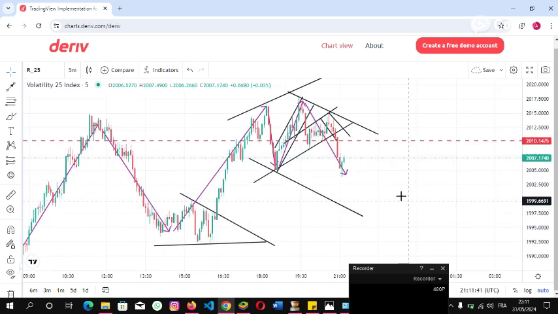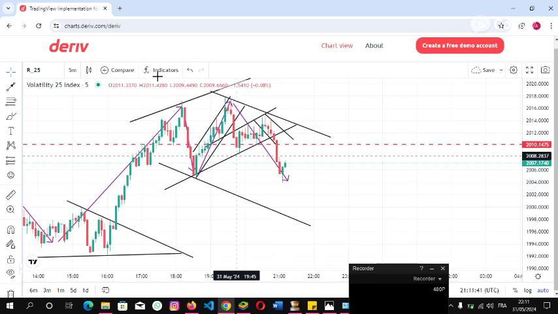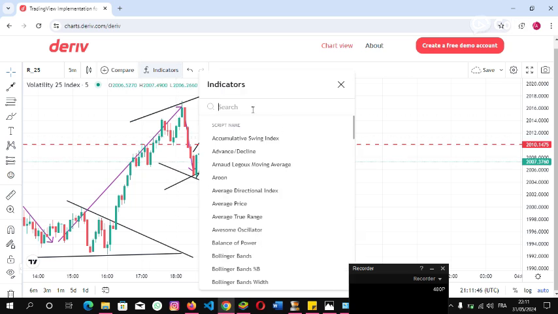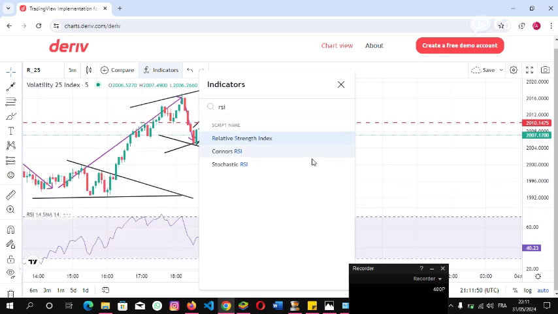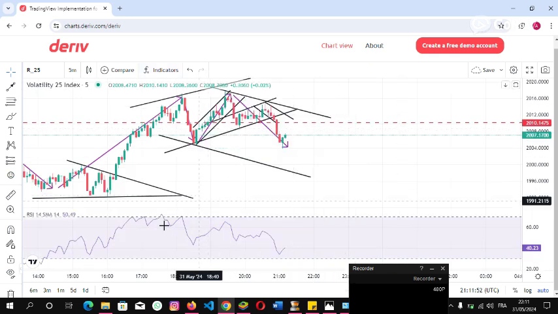We zoom in. Now, if you look at the RSI very quickly here, the RSI already tells us something. Let me bring up the RSI. I don't like to leave the indicator on my chart unless I need it. I'll put it on, we'll take a look, and then I'll put it off. You can see here the divergence.